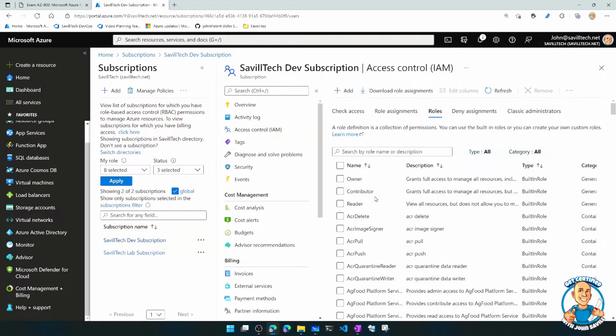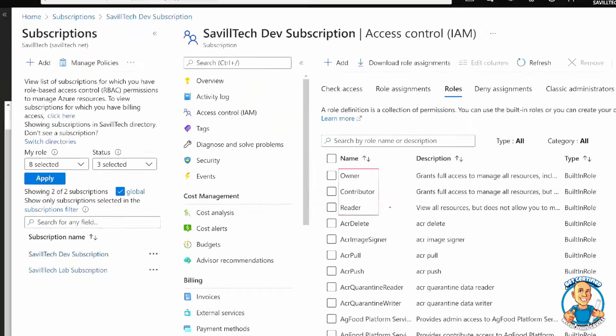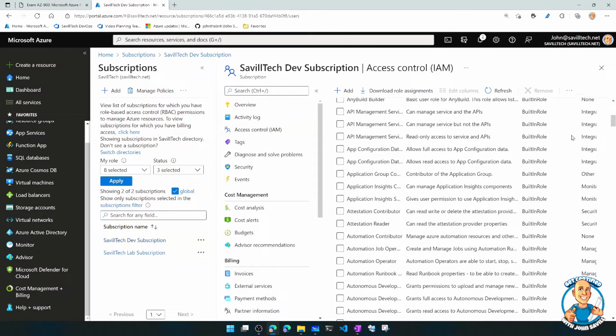So if we look at these first three, we have owner, contributor, and reader. Owner can do anything, including changing permissions on a resource. Contributor can do anything, but cannot change the permissions, so they can't give someone else access. And a reader, well, can view everything, but cannot change anything. So these are very generic, they apply to anything. But then other types of role will target particular things.